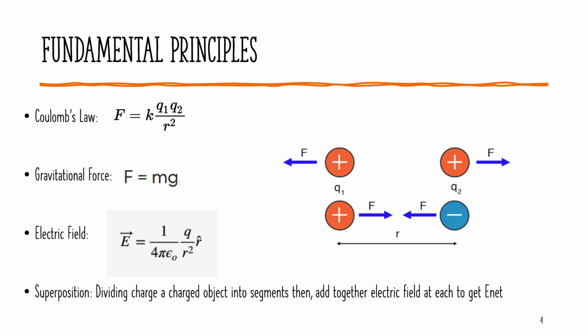Fundamental principles. The fundamental principles that we see in Lab 2 are very similar, or actually the same as what we see in Lab 1. We still use Coulomb's law, the gravitational force, and the electric field. We also use superposition, which is when you divide a charged object into segments, then add together their electric fields to get E net, or the net electric field.